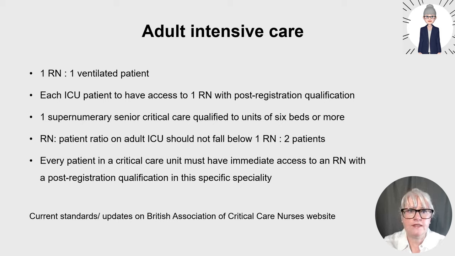So for adult intensive care, they recommend one registered nurse to one ventilated patient, each ICU patient to have access to one registered nurse with a post-registration qualification, and one supernumerary senior critical care qualified nurse for units of 6 beds or more.